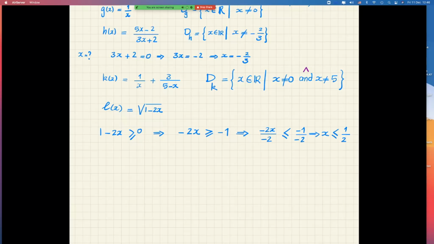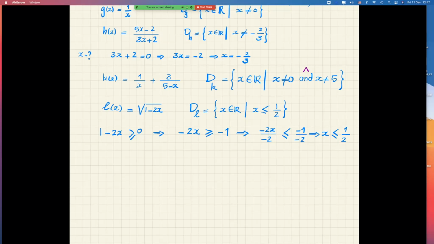But usually, in the book, they write something like this, but this is not quite right because the domain is a set and you need to respect the way that I told you, okay? So the domain of L is the set of x's in the real numbers, but not all of them, such that this number x is less than or equal to 1 over 2.